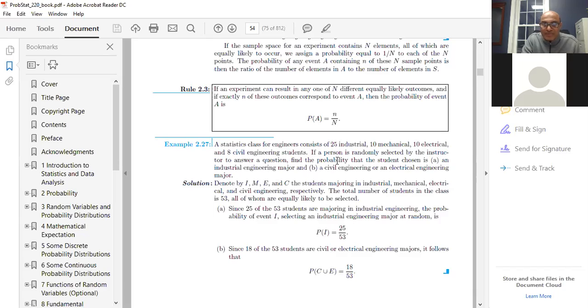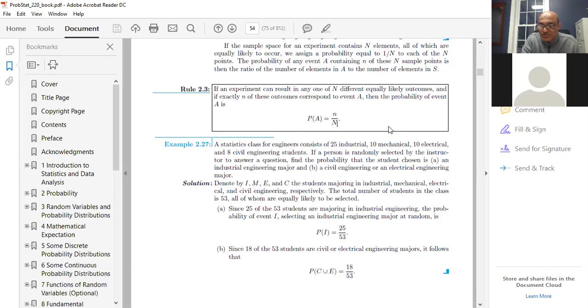Second part, a civil engineering or an electrical engineering. Or means union. So civil is capital C, electrical is capital E, so C union E. How many students are there for civil engineering? That is 8, and electrical, that is 10. So 8 plus 10, that is equal to 18 out of 53, because now we are counting both, right?